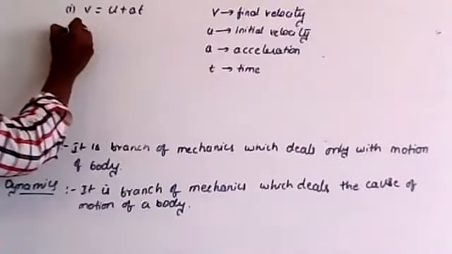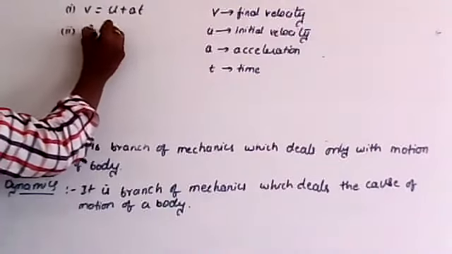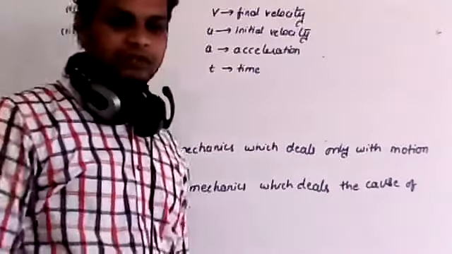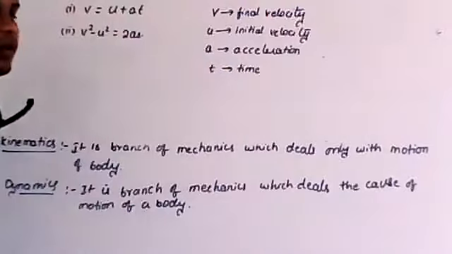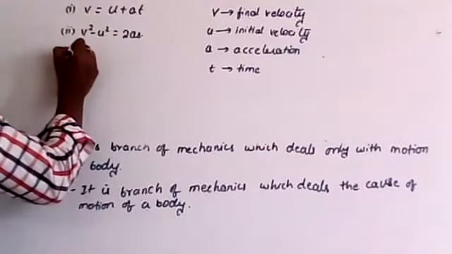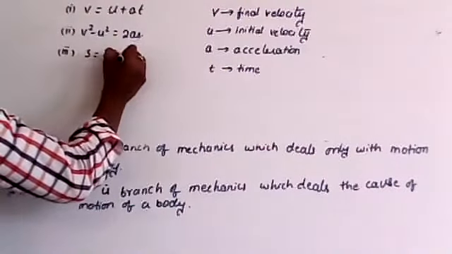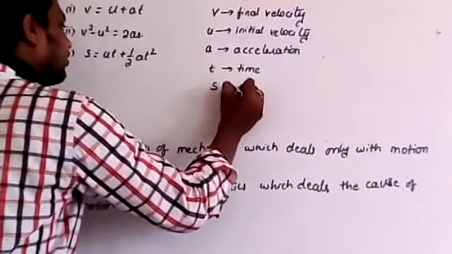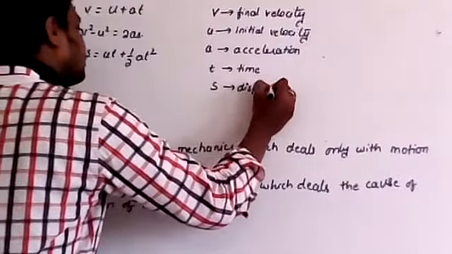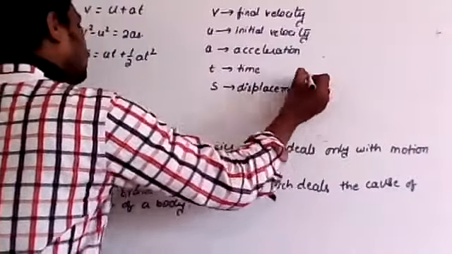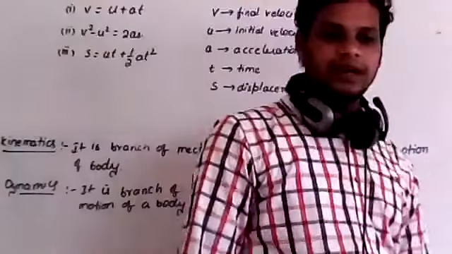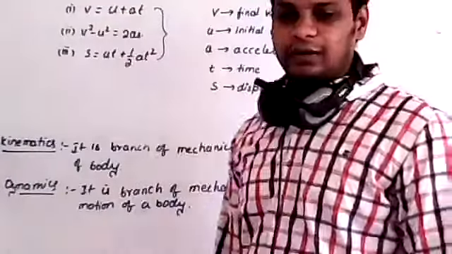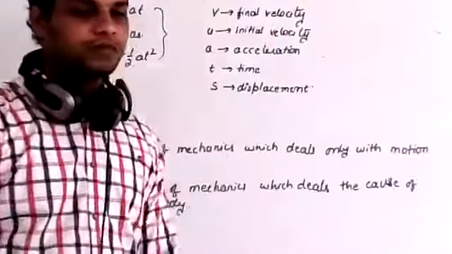And the second kinematic relation is V square minus U square is equal to 2AS. And the third kinematic relation is S is equal to UT plus half AT square. Here S is taken as displacement. I hope you understood. So here S is taken as what? Displacement.